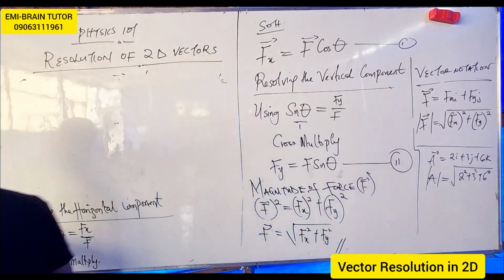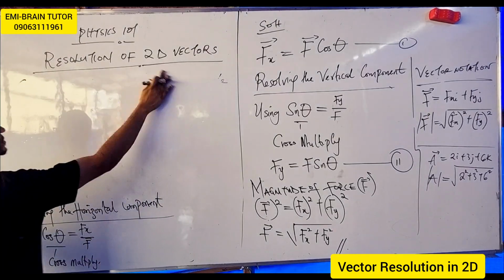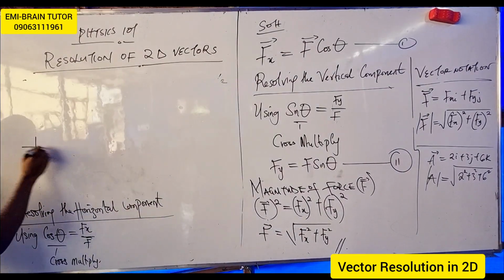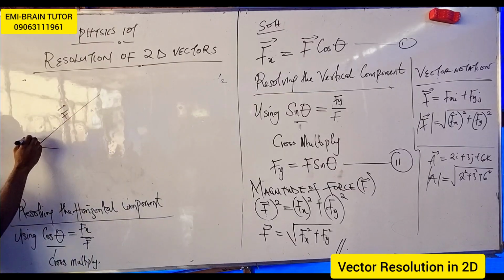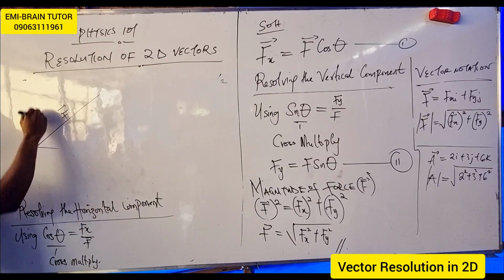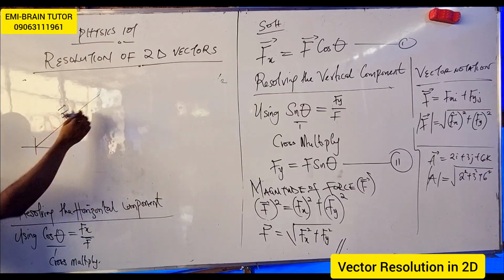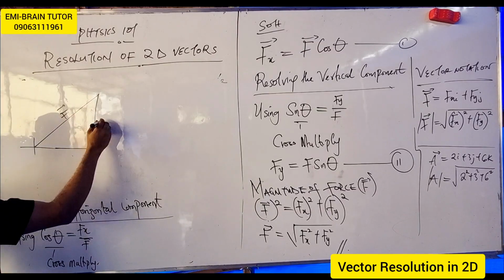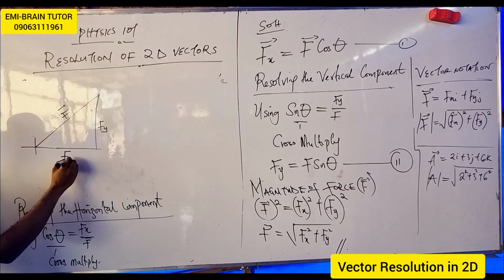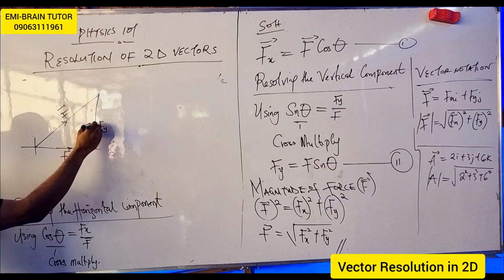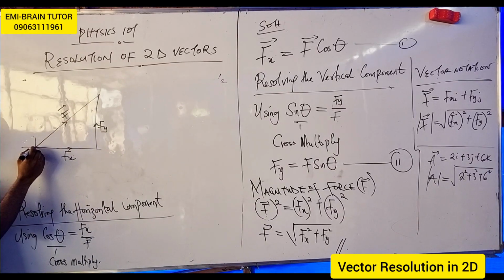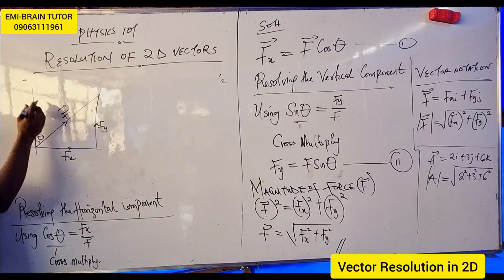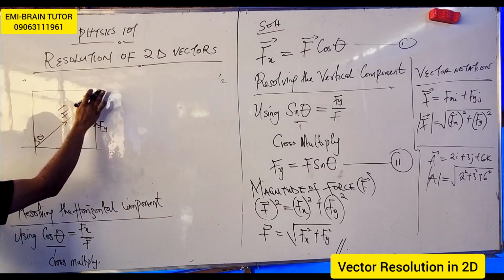But let me prove it here so you can see. This is still our first case. Let me bring out the initial diagram. This is Fy, this is Fx. Are you following? Now if the angle is somewhere here, I can still generate a right angle triangle.